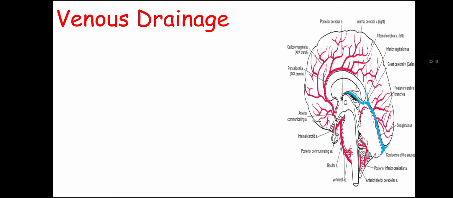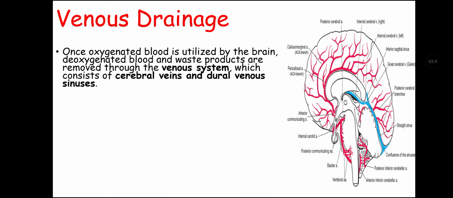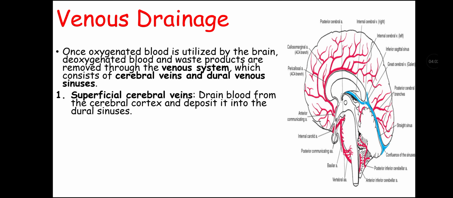Now let's talk about venous drainage of brain. As we know, the blood supply includes arterial supply and venous drainage. So venous drainage is also the part of blood supply of brain. So talking about venous drainage, once oxygenated blood is utilized by brain, deoxygenated blood and waste products are removed through the venous system, which consists of cerebral veins and dural venous sinuses.